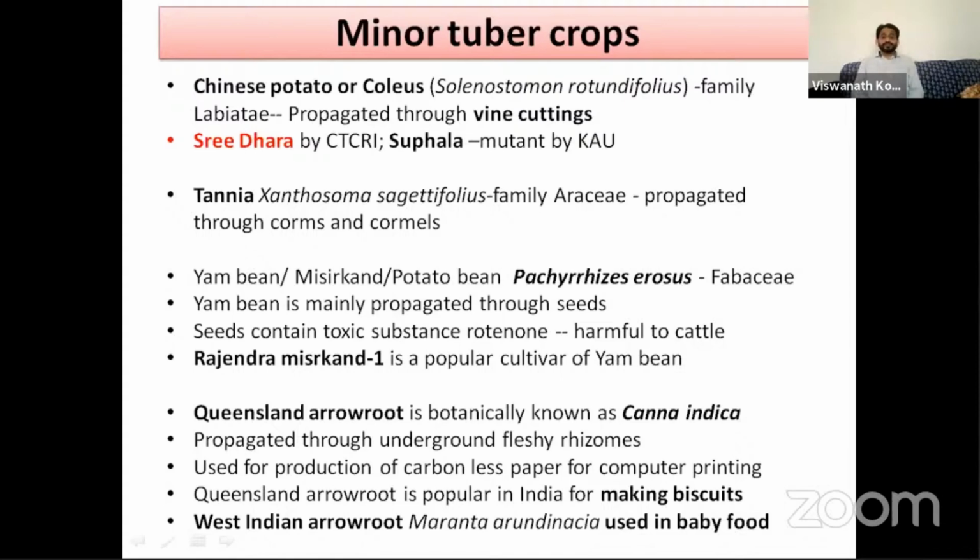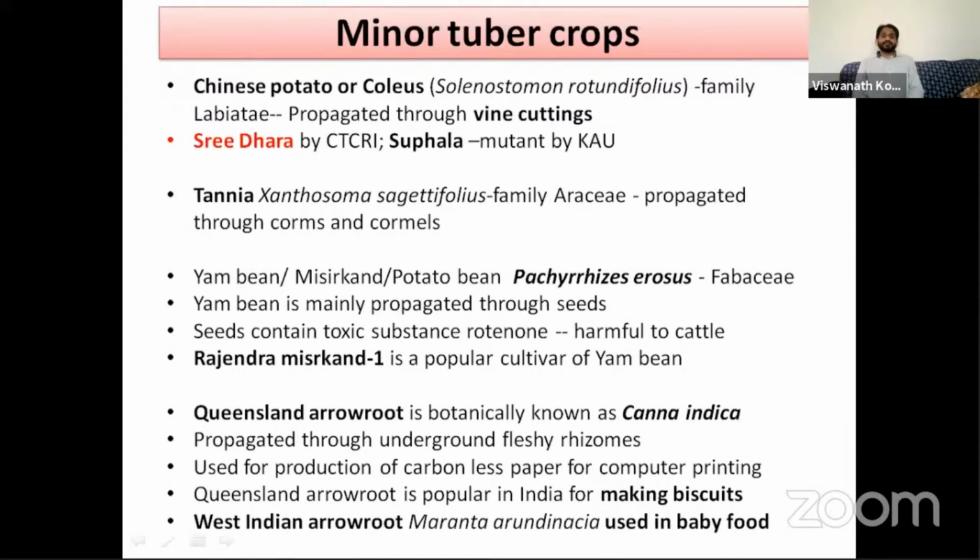All tuber crops are propagated vegetatively through tuber pieces or palm pieces, but yam bean is propagated through seeds because it belongs to the Fabaceae family. The seeds of yam bean contain a toxic substance called rotenone. It is harmful to cattle, and even for humans, if we eat them, it is harmful. There is one important variety in yam bean, Rajendra Mishrikand, from Bihar Agricultural University.